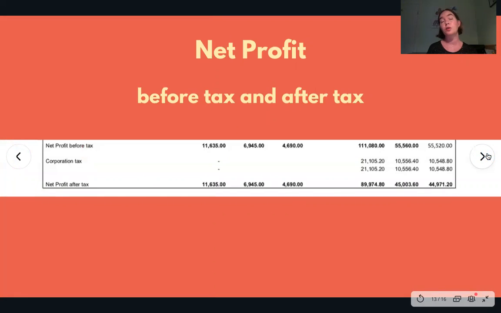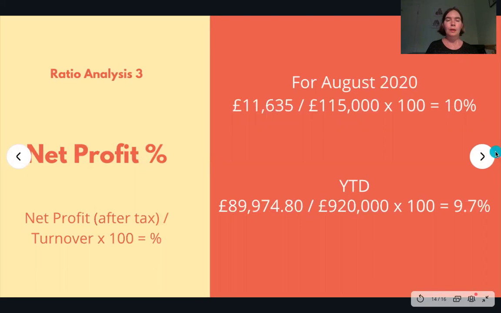Okay, going on to your net profit. Your net profit is also known as your bottom line, and you have a pre-tax net profit and an after-tax net profit. Corporation tax in the UK is sitting at 90% at the moment, but this might change after Corona. What we really want to do is keep our net profit as high as possible.